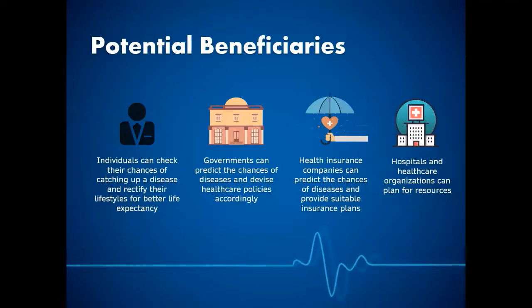There are different potential beneficiaries of this project. These include the individuals, governments, health insurance companies, and hospitals. Individuals can use this app for checking the chances of catching a particular disease. Governments can make healthcare policies based on the predictions made through this app. Health insurance companies can handle specific cases of health insurance for their clients, and hospitals can plan for resources based on risk factors of a particular disease in a population.